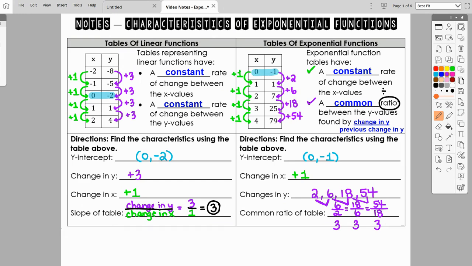That's what I was talking about, common ratio here. They all have the same common ratio of 3, hence why it will be exponential, and why the common ratio of the table will be the 3 we just found by dividing the change in y by the previous change in y.